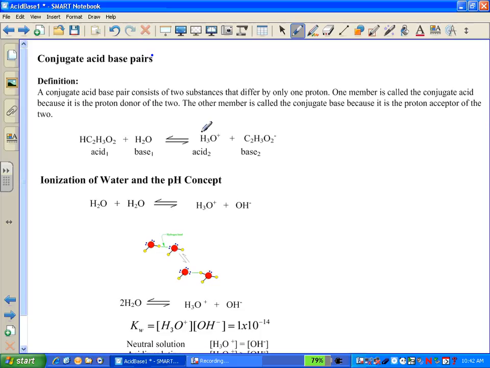Now you might wonder why we would even consider this. You're going to see that these reactions are all equilibrium reactions. So there's a forward process and there's a reverse process. In the forward process, the vinegar molecule is acting as the acid and the water molecule is acting as the base. And in the reverse process, the hydronium is the acid and the acetate is the base. So that's why we have them labeled on both sides of the equation.